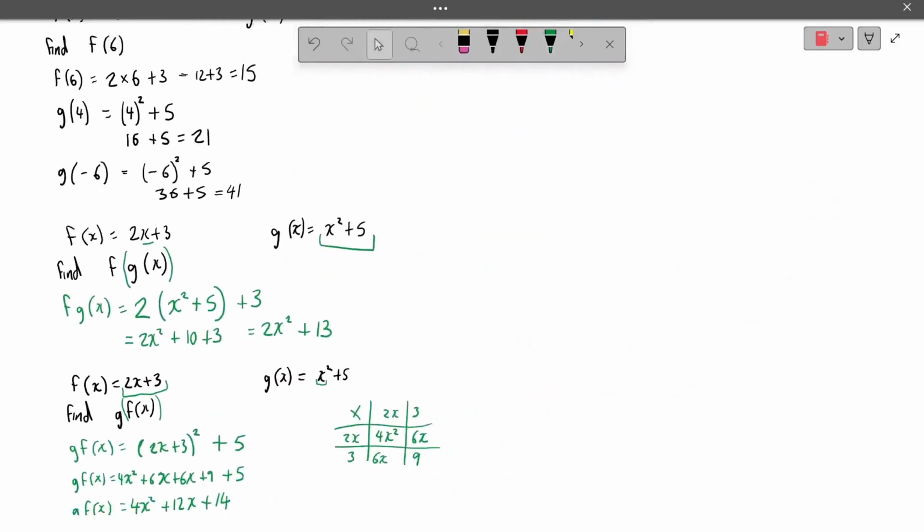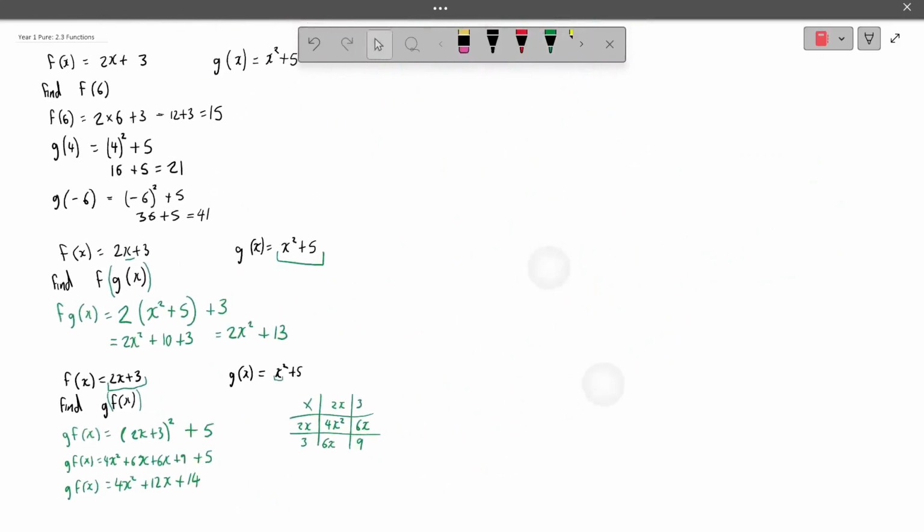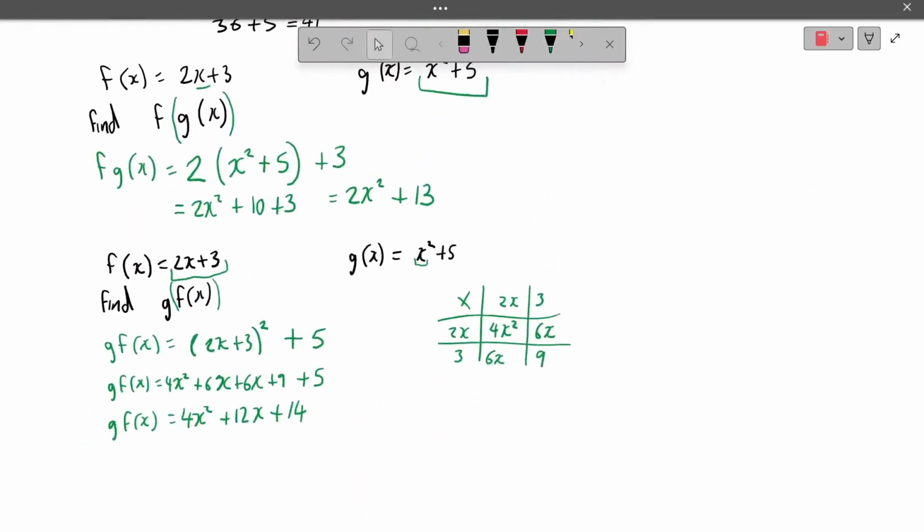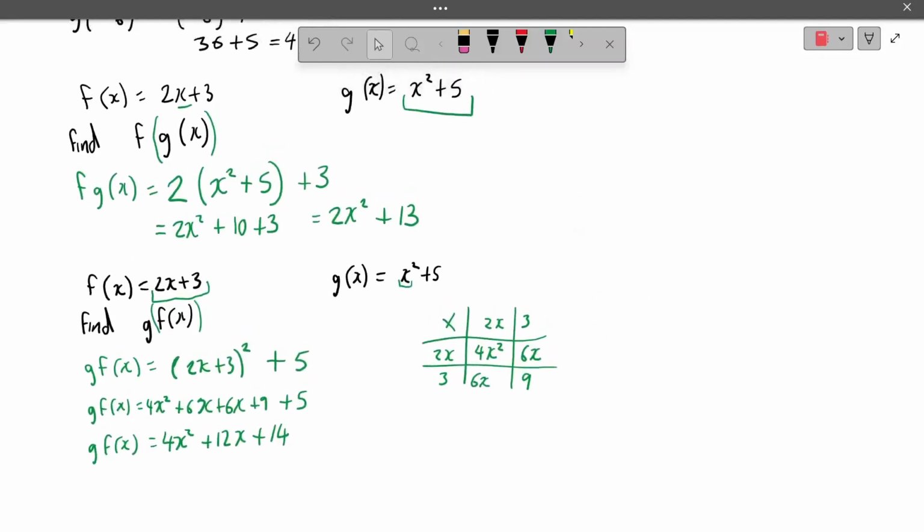So if we zoom out to that, here you have f g of x is 2x squared plus 13, and g f of x is 4x squared plus 12x plus 14. Now you can see they are different because of the order you do it in.